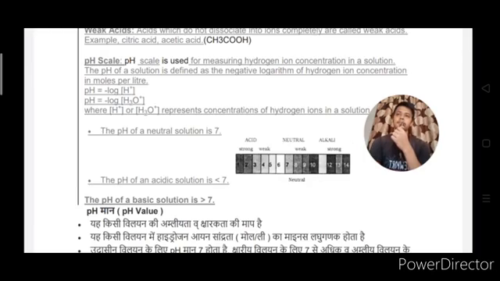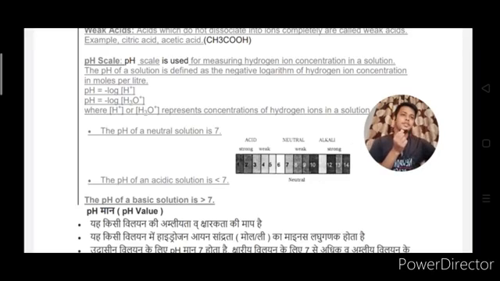Similarly, pOH will be minus log to the base 10 of OH minus concentration. The pH value generally ranges between 1 to 14, as you can see on the screen. So that's all about pH value. Remember, for a neutral solution it is 7.